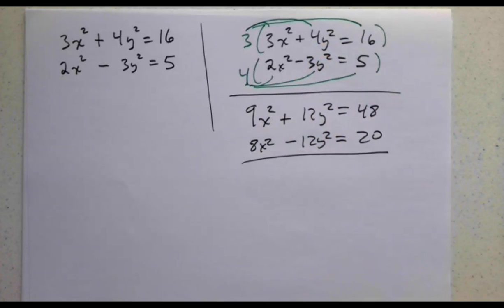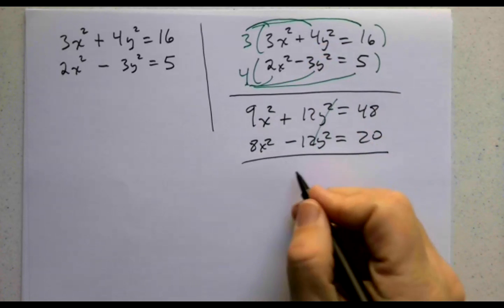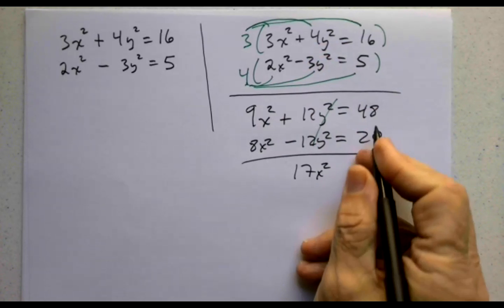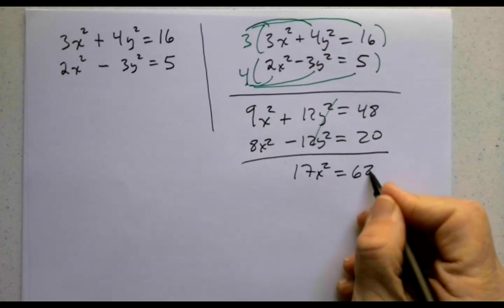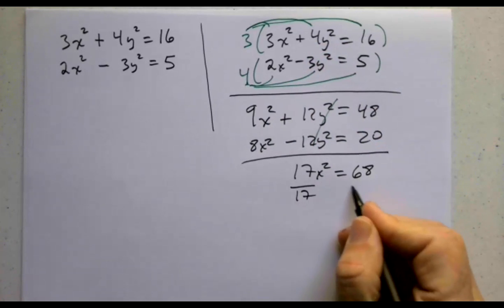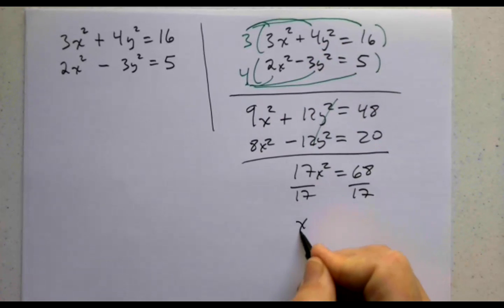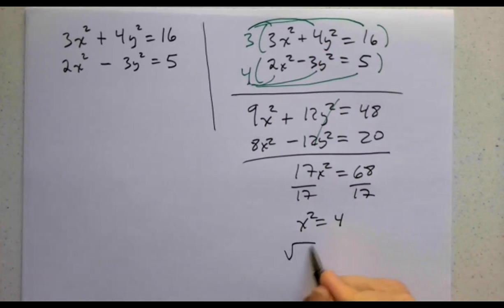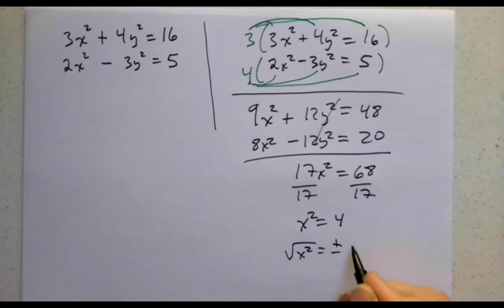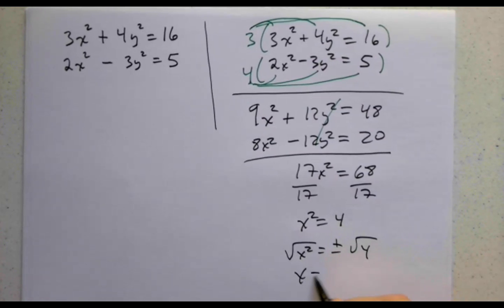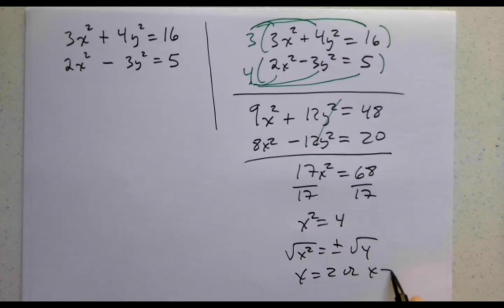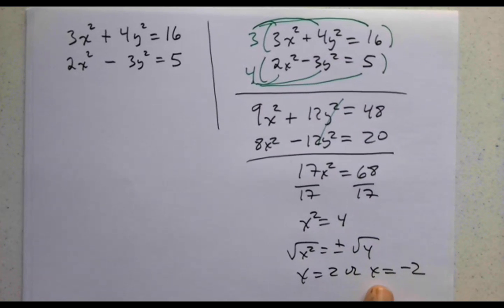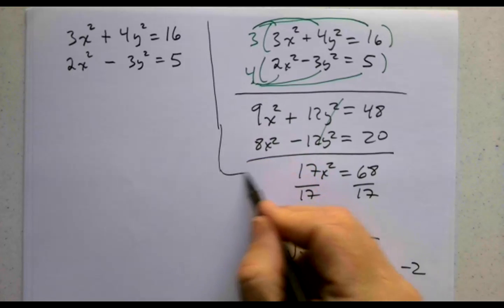Adding these together, 12y squared and negative 12y squared goes away. 9x squared and 8x squared is 17x squared. Equals 48 and 20, which is 68. Divide both sides by 17 and I get x squared is 4, which tells me the square root of x squared is plus or minus the square root of 4. So x is 2 or x is negative 2. So those are my two possibilities here.